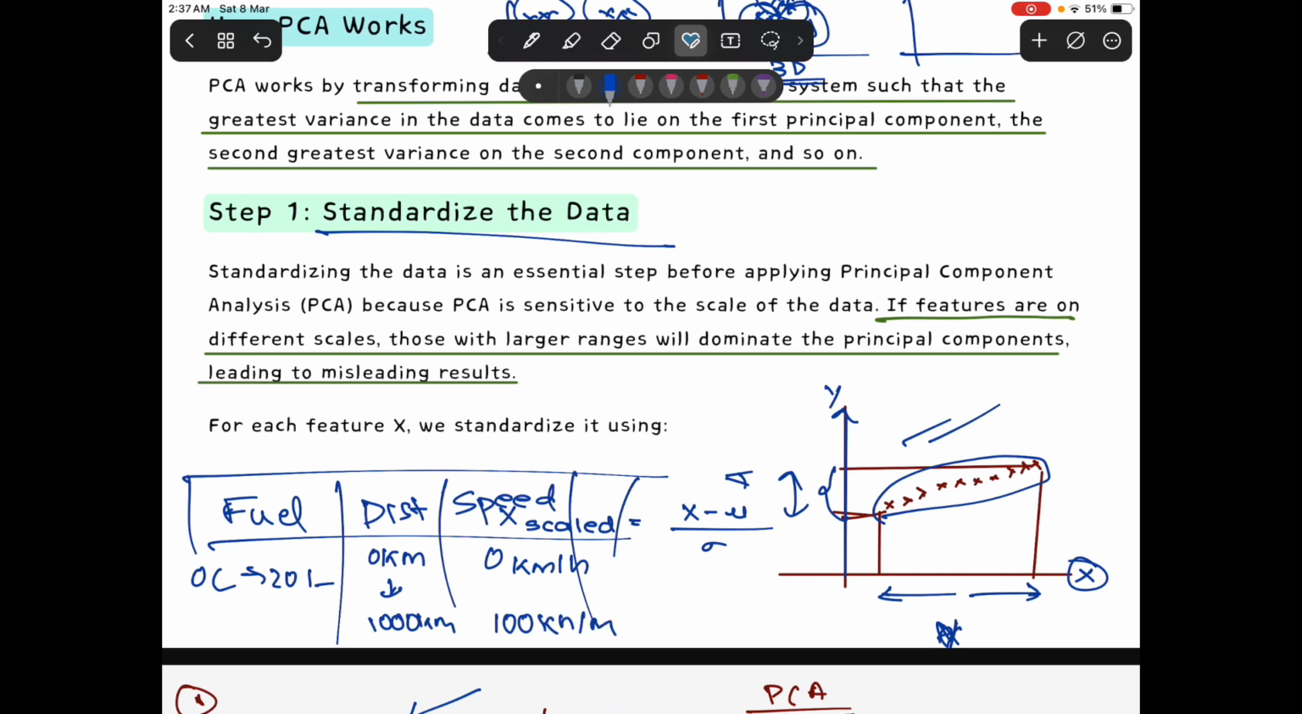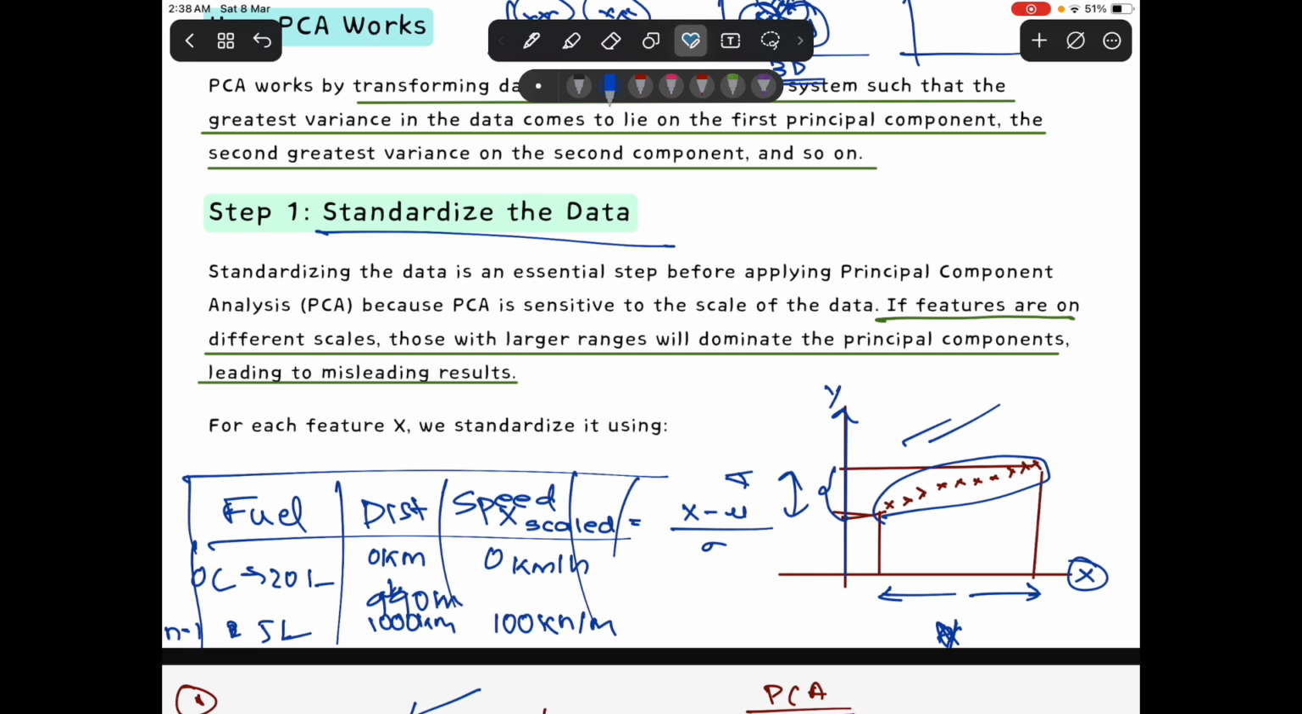Do you think if we upload this dataset to any machine learning algorithm, it will work fine? Obviously not, because the fuel values will be lower while the distance values will be higher. Let's take the last second data point, the n minus 1 data point: the fuel left is 5 liters, distance is 990 kilometers.